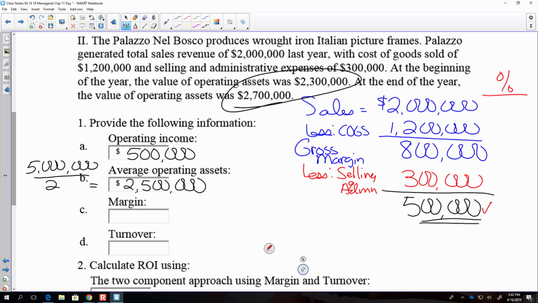So 800,000 divided by 2 million is what percent? 40, right? So what must be my cost ratio? Has to be what? 60. My cost ratio is 60 because my top number is the 100. Right? So the answer for C is 40%.